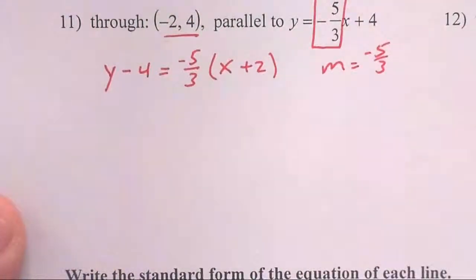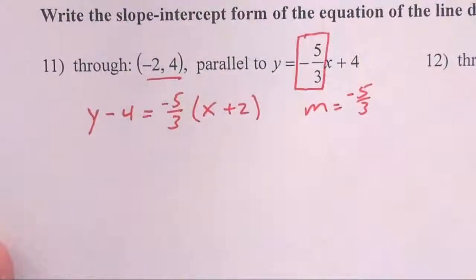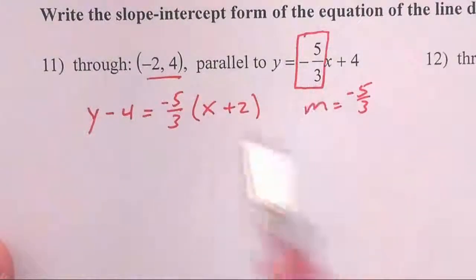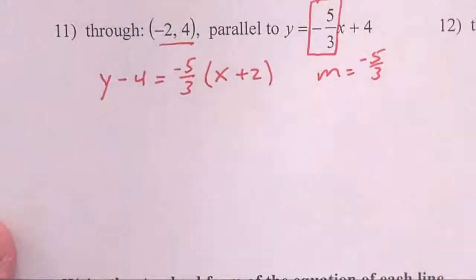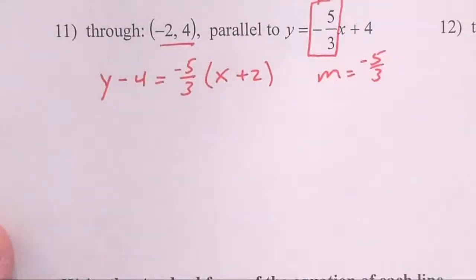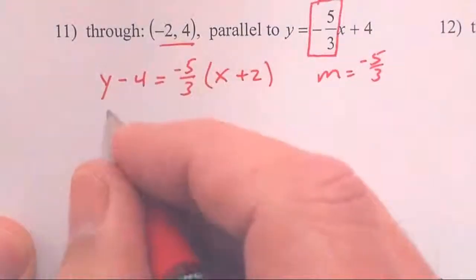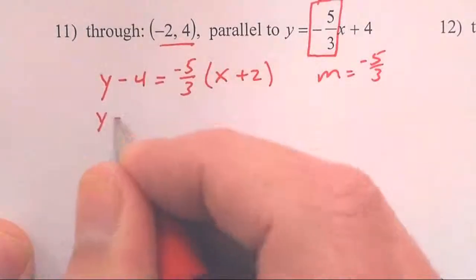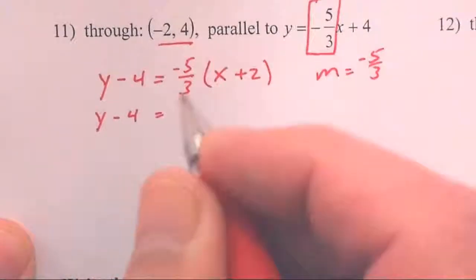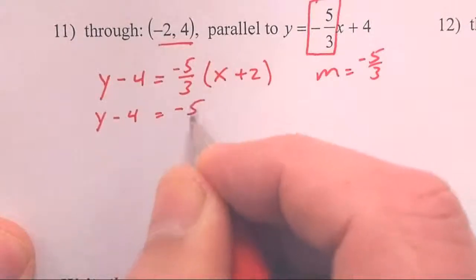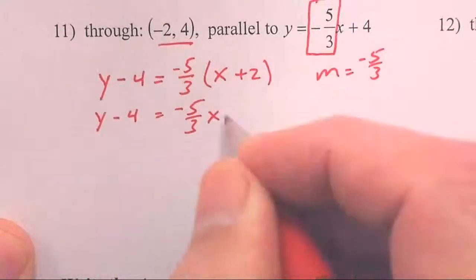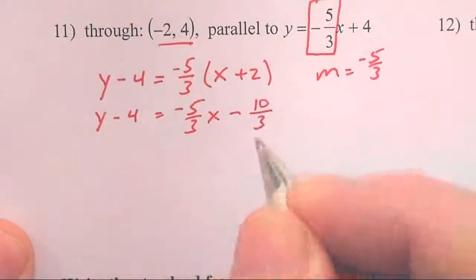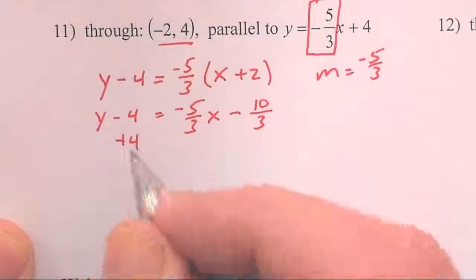And if the question just asked us to write an equation of a line through -2, 4 parallel to this line, I'd be done. But I need slope-intercept form, so of course I solve for y. I could multiply by 3. I think I'm just going to distribute through. y minus 4 equals -5/3 x minus 10/3. Add 4.